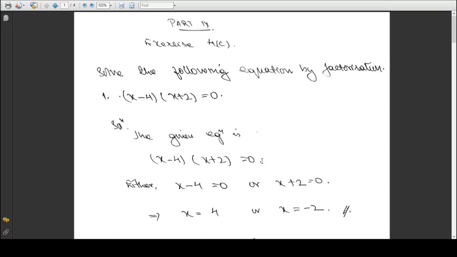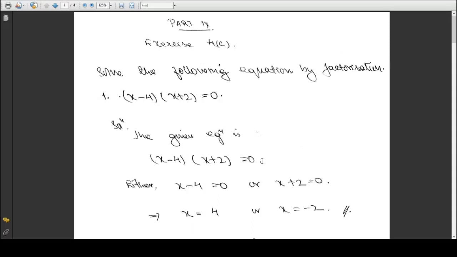Now, if I give you the product of two numbers is 0, what does this mean? How will you get the product of two numbers? If you multiply two numbers you get 0. Can you multiply them if both of them are not 0? Will the product be 0? It will not be equal to 0.